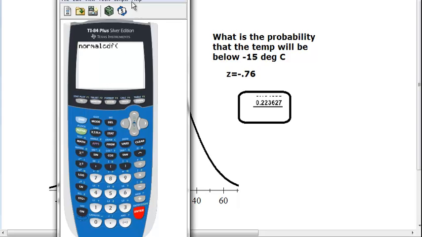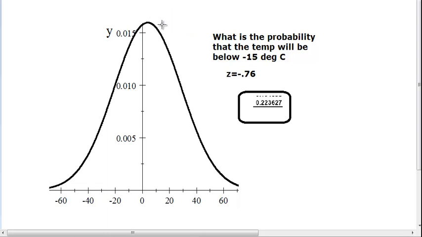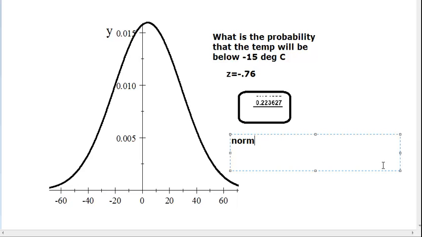Now, very quickly, let me tell you what the normal CDF wants you to do. When you have the normal CDF, it wants: what is the lowest number in your range? Everybody clear? Okay. What is the largest number in your range? Everybody clear? Then what is the mean? And what is the standard deviation? Everybody fine? Okay, that's what it wants from you.